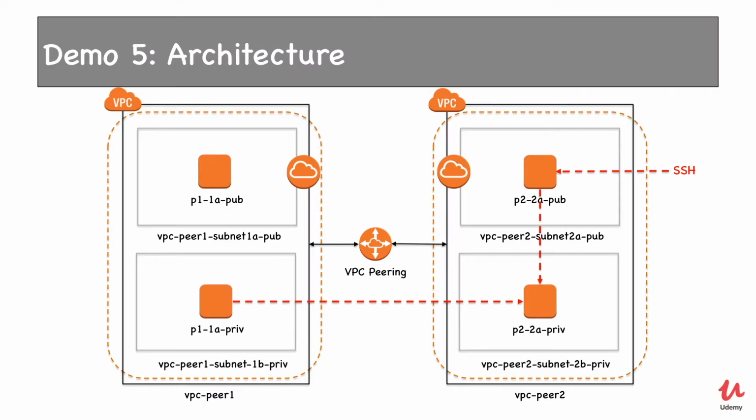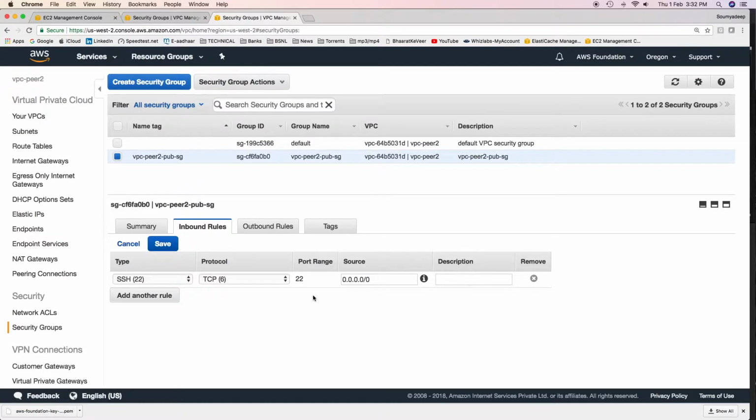This is the architecture. We have request ins and request outs. We have one request in to the P22A pub EC2 instance, one request in to the private EC2 instance in VPC peer 2, and another request in and request out from this private EC2 instance. Let us go ahead and create the rules for these. In the inbound rule of the public security group, I'm allowing everyone to be able to SSH into this EC2 instance. In the outbound rule, I'm allowing SSH out from the public subnet to the private subnet.